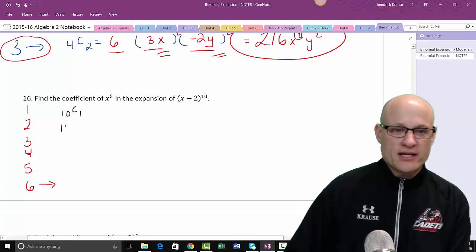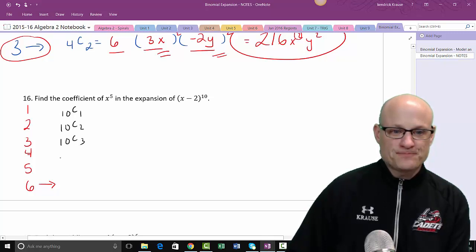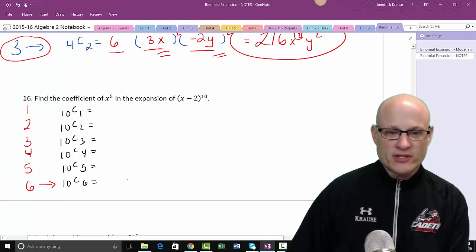10C1, 10C2, 10C3, 10C4, 10C5, 10C6. I'm not sure if I'm right. Maybe I am, maybe I'm not. I don't even know. We'll see in a second. Now, I'm not going to figure out what all that stuff is because I don't really care. I think it's this one, but I need my parentheses to figure out.